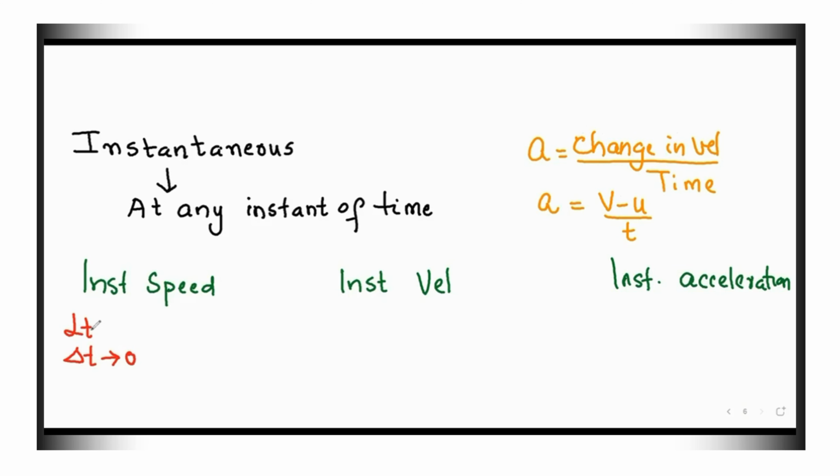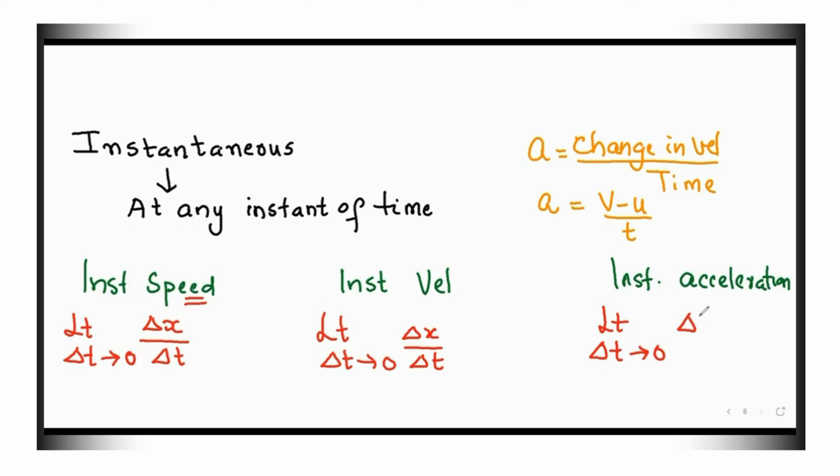So instantaneous speed is when time is almost approaching zero, delta x divided by delta t. Okay. What is this delta x? Delta x is distance. If it is speed, it will be distance. A limit of delta t tending to 0, delta x divided by delta t, this x will stand for displacement. And what is instantaneous acceleration? Limit of delta t tending to 0, delta v divided by delta t.